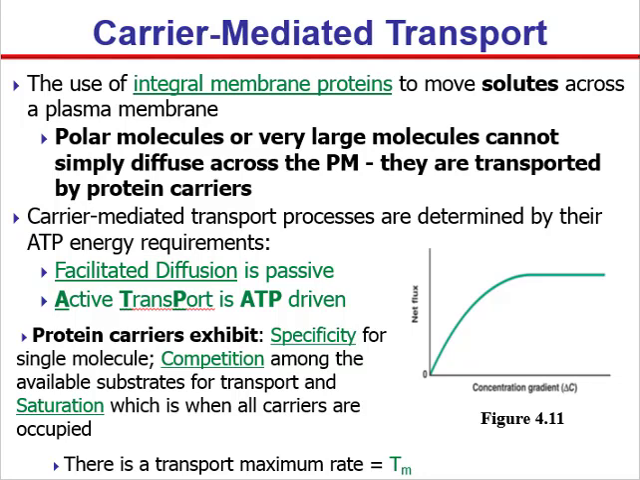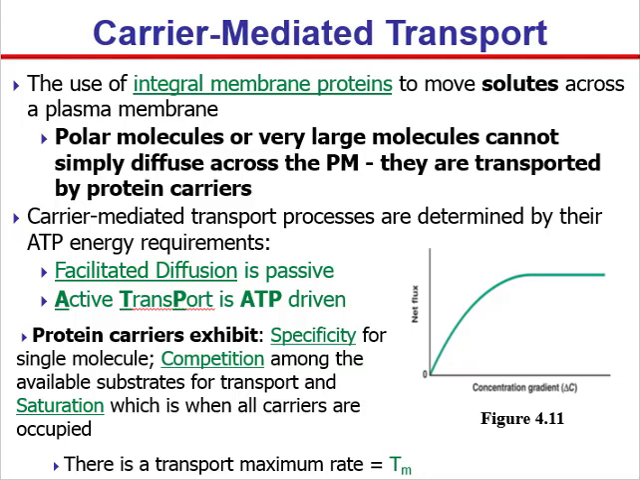Anytime you have a carrier-mediated transport process, you must determine if there are any ATP energy requirements. Facilitated diffusion is a passive process, but active transport is an energy-requiring process and is ATP-driven. Some protein carriers will be able to burn an ATP in order to have the energy to push molecules around in an active process.